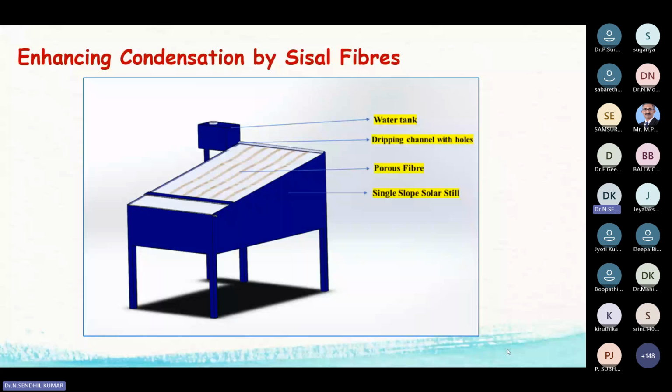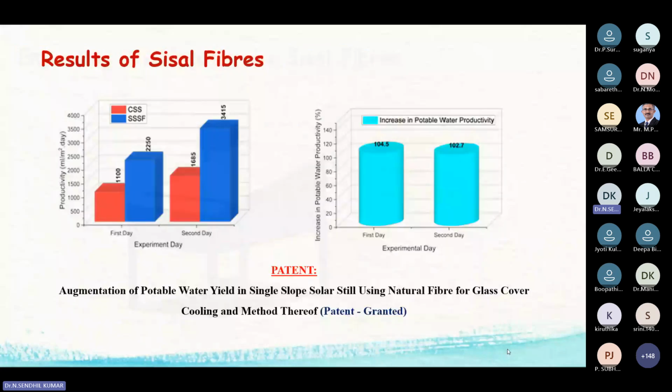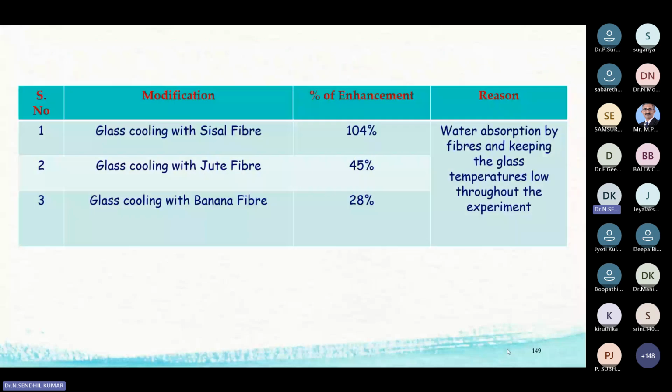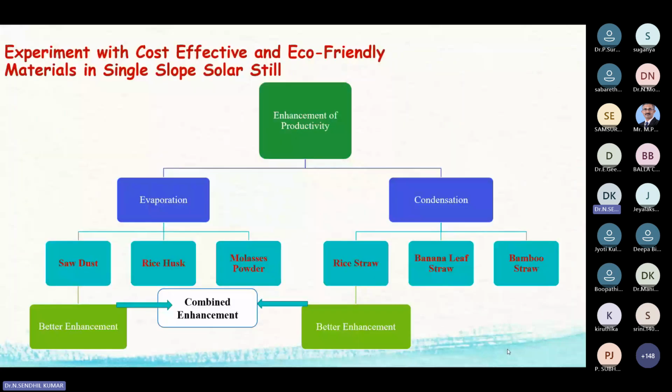Drinking channel water we have used, and we have done a lot of work in that. Banana fibers and jute fibers we have used. And almost the glass cooling with the PV panel is there, like a transparent glass. In that, a small drip of water we have used. In that fiber we attach, and then the enhancement will be more than 100%. So these are the things: combined evaporation and condensation we have used.